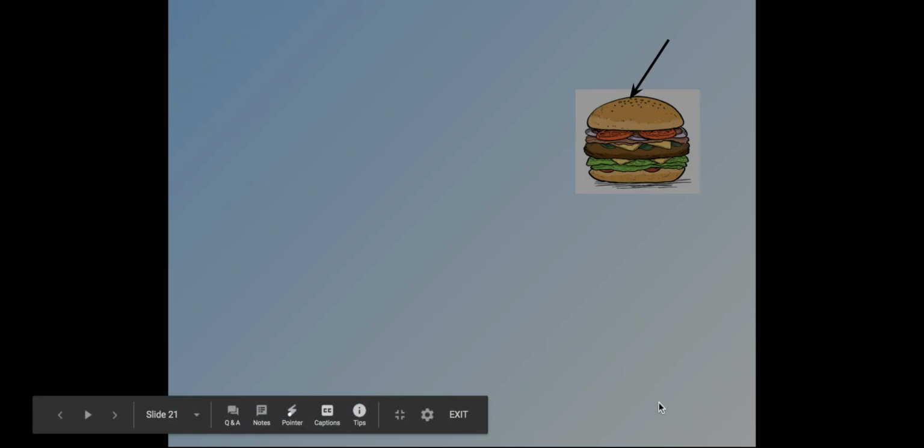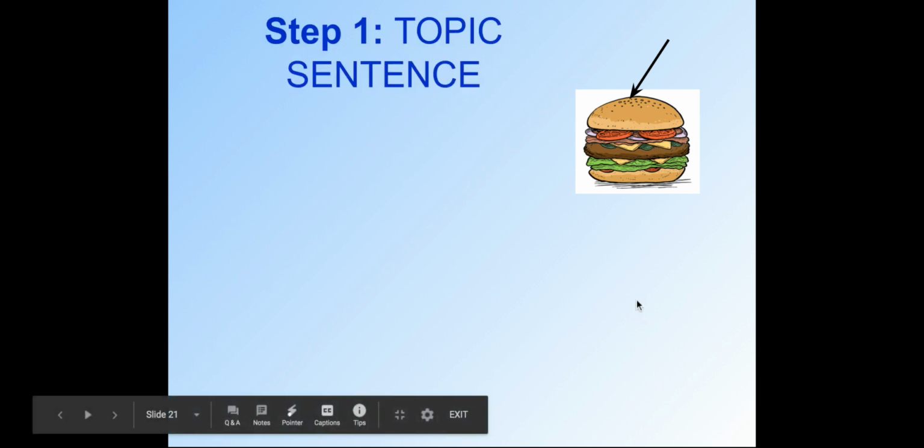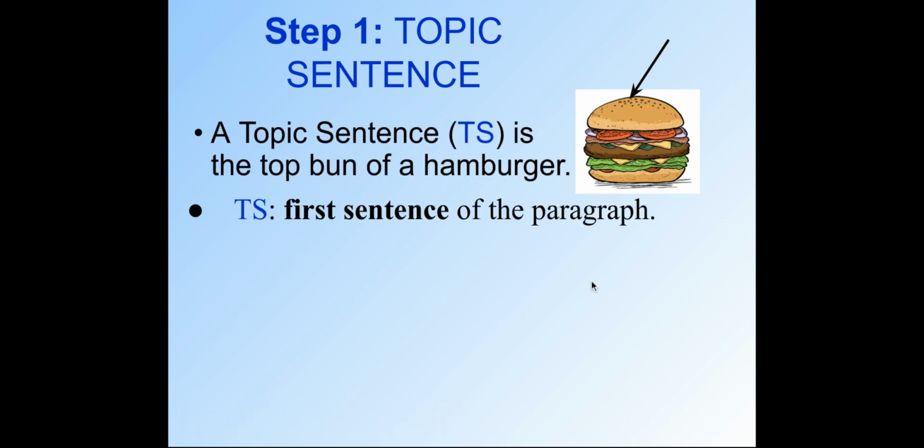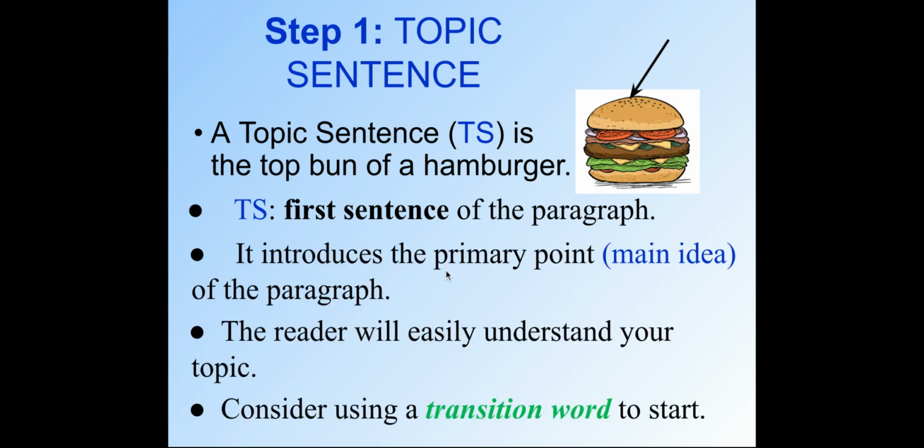Okay? I know some of you already kind of know this, but when we look at a body paragraph, you start off with a topic sentence at the top of your sandwich bun, okay? It is the first sentence of the paragraph. It's going to introduce the main idea or the main point of that paragraph. Basically, it's like, what am I going to read about in that paragraph? I should be able to, when I read your first sentence, pick out what your reason is or what example you're going to be talking about in that paragraph.